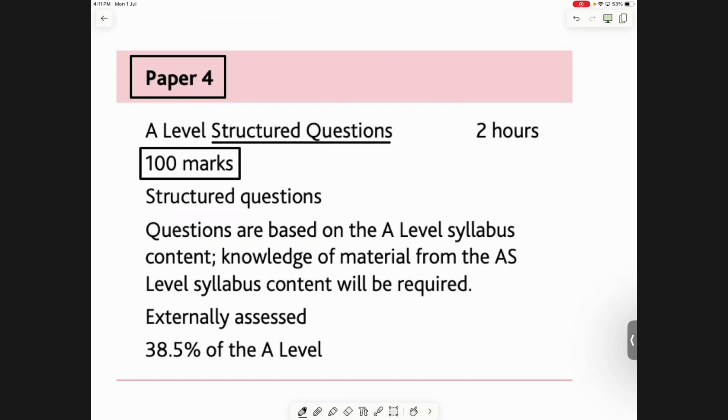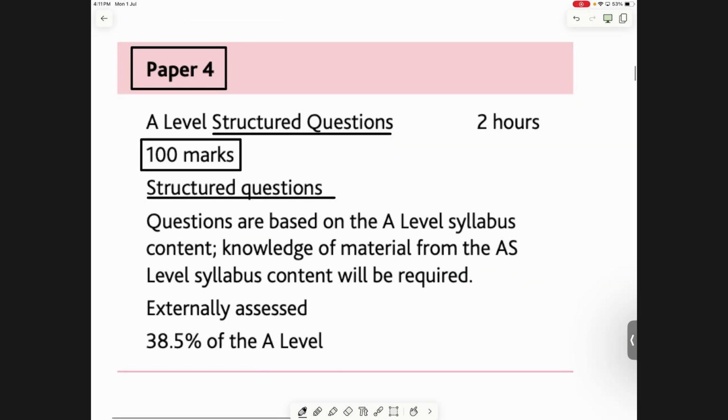Usually AS is like 1 hour, 1 hour 15 minutes. Suddenly 2 hours. I see some students halfway through, they're just tired. So yeah, that's the only challenge I would see here. 15-16 questions sometimes, right? So there's a lot of questions out there.